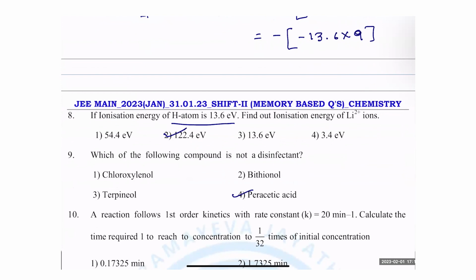Which of the following compounds is not a disinfectant? Chloroxylenol is a disinfectant, bithionol is a disinfectant, terpineol is also a disinfectant, but peracetic acid, peroxyacetic acid, is not a disinfectant.